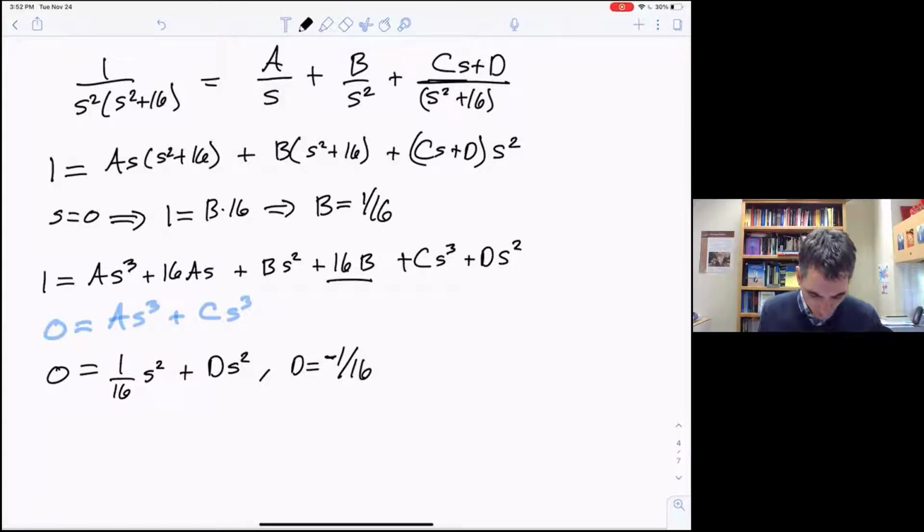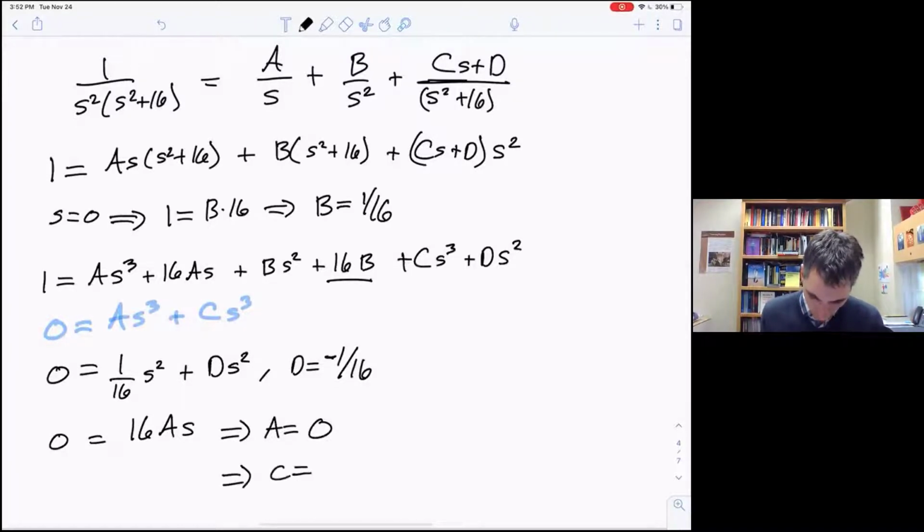Is there a linear term? Yeah, there is a linear term. In fact, if you look at the s's, I'm getting 0 s's, and that's got to be equal to 16 a s's, right? But that should tell you that a has to be 0. And that would also tell you that c would have to be 0. So do we just have a b and a d in this case?